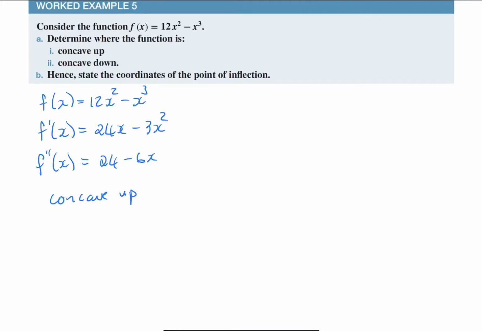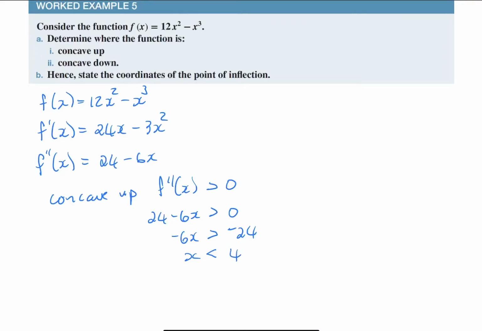where my second derivative f''(x) is greater than 0. In other words, that is where 24 minus 6x is greater than 0. Okay, if I add 6x on both sides, if I take 24 over to the other side, it becomes negative 6x greater than negative 24. I'm going to divide by negative 6 on both sides, and then I'm going to have x. Because I'm dividing by a negative, my inequality sign changes in the opposite direction, and this becomes positive 4.